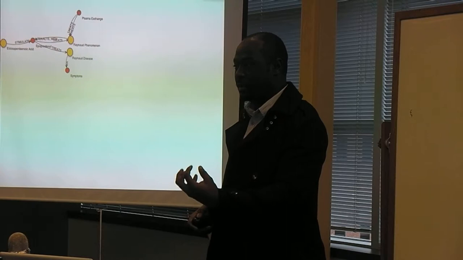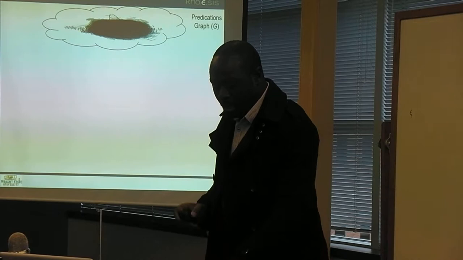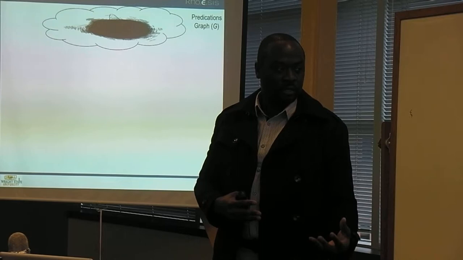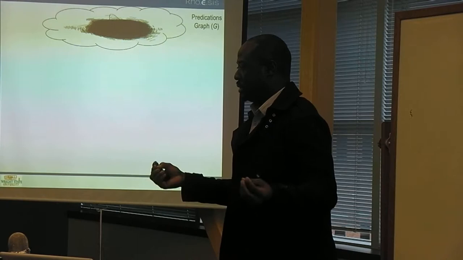And so the subgraph model that we propose starts with the predications graph, and then we construct what's called the reachability relation. Reachability is the notion of being able to get from one point in a graph to another point. And to do that, you simply find all the paths that connect two nodes. If you're not careful with this, you can end up recovering the entire predications graph. You don't want that.